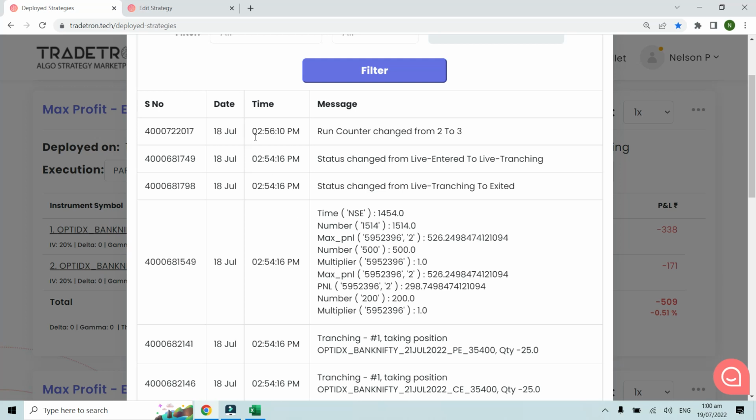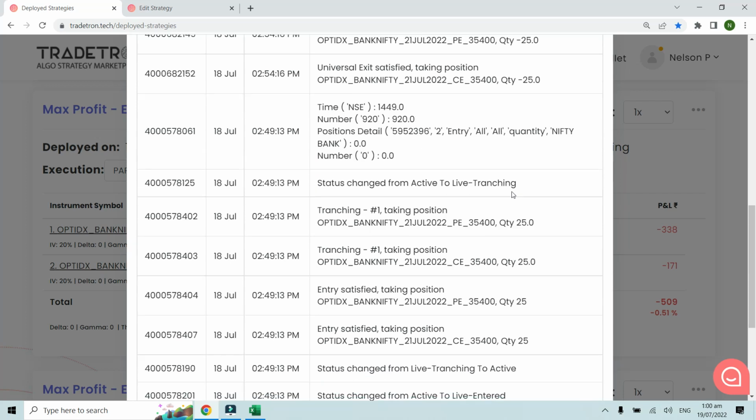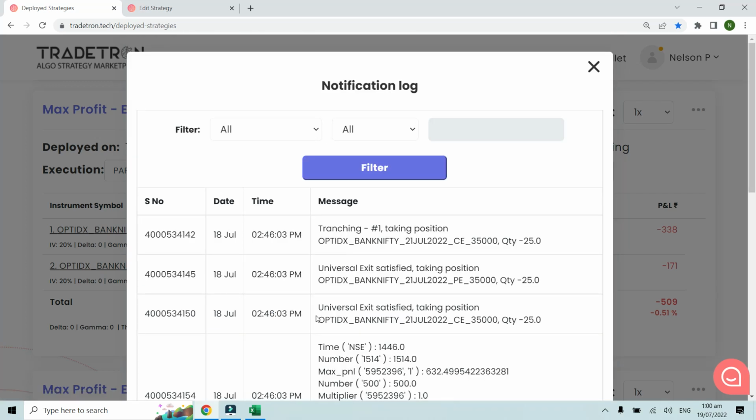Similarly, if it would have reached say 800, and from 800 it would have come down to say 600, that is basically a 200 points difference from the max profit point, then it would have exited at that particular level. All right, so this is the second example. Let's see if there is more example of this.